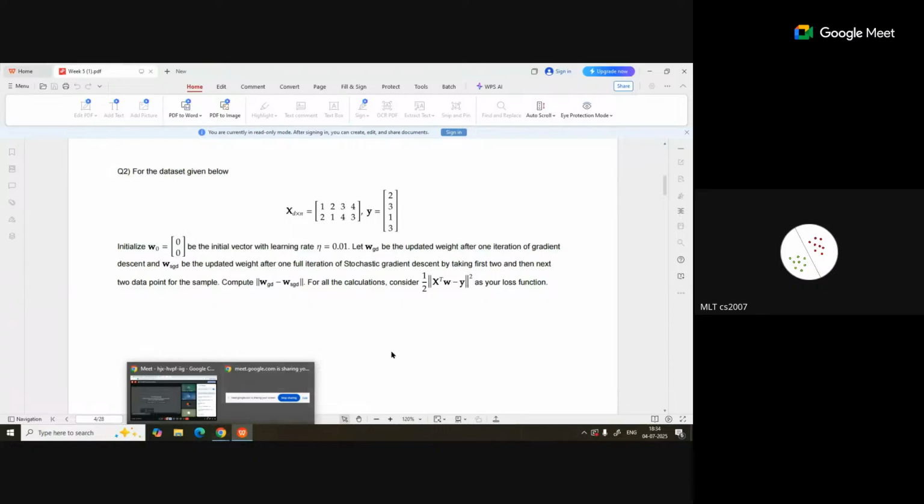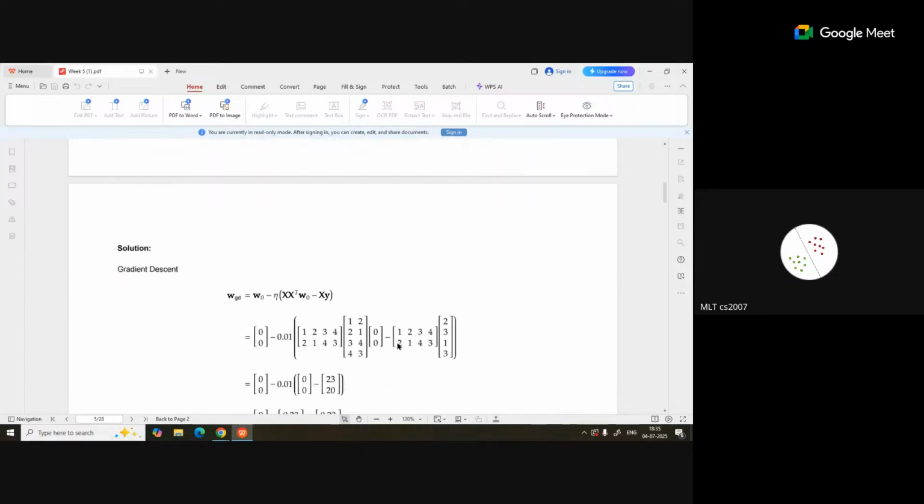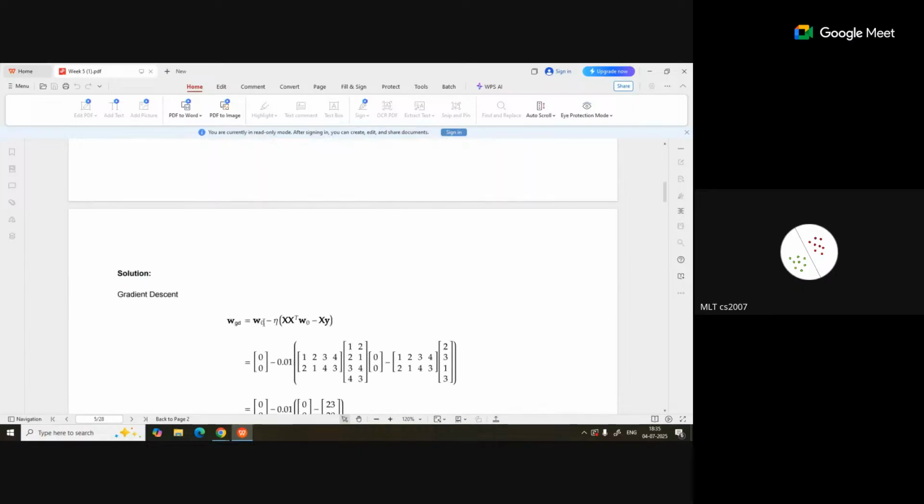Do you have notes with you, the class notes, lecture notes? Yes, sir, the formula is there. If you can see those, you can see that formula. Okay, I'll show you from here. This is the formula you should use for gradient descent: X transpose W naught minus XY.